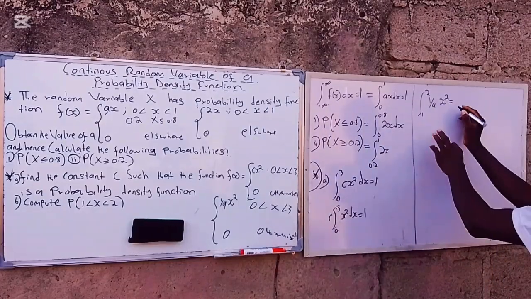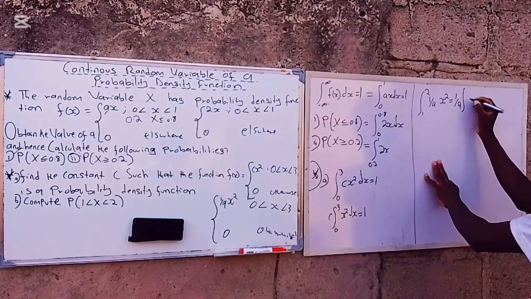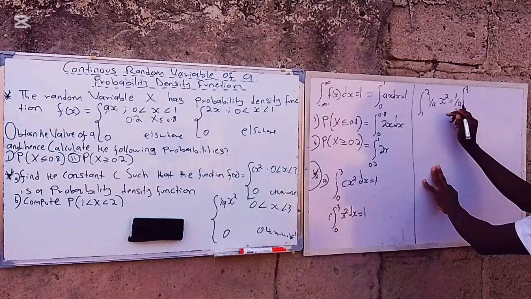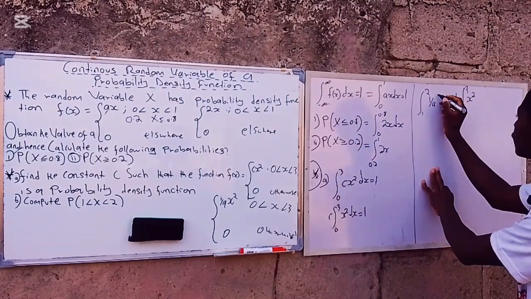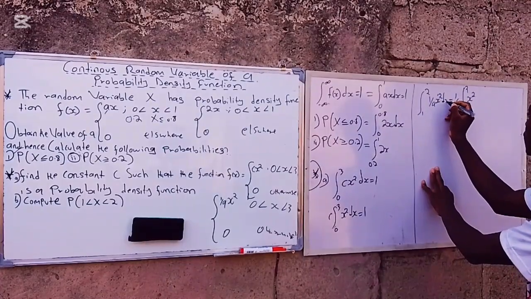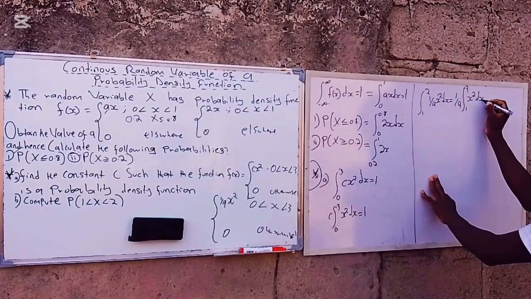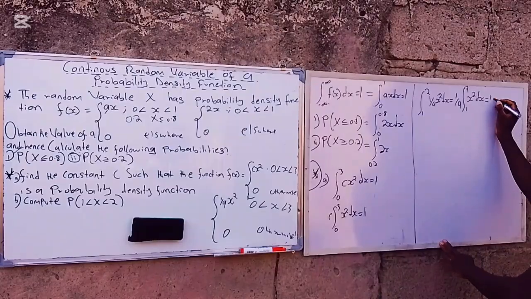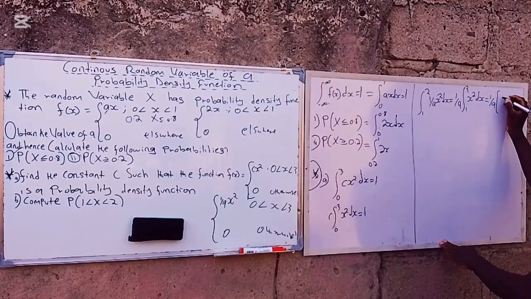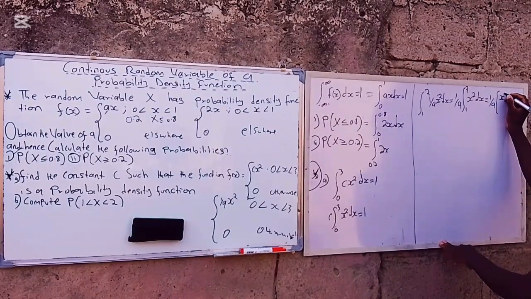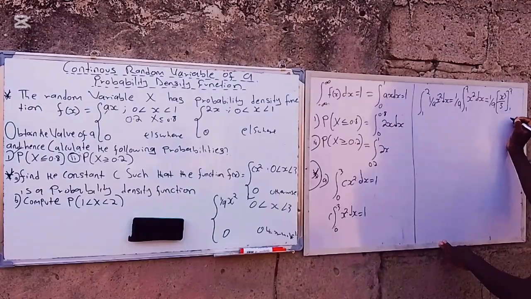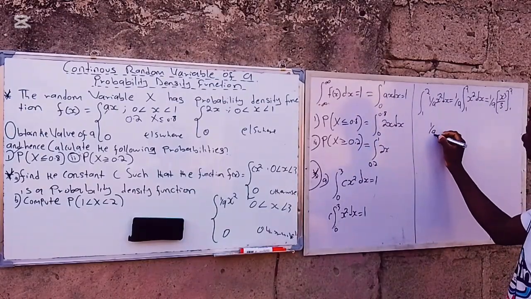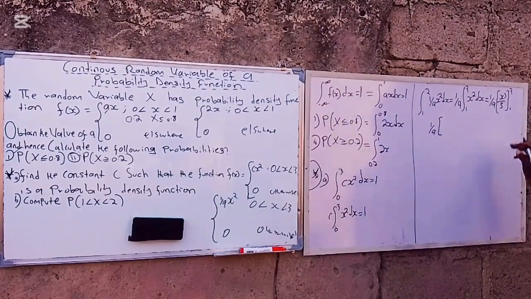This is the same thing as saying 1 over 9 times the integral from 1 to 2, because this is a constant, of x squared dx. So this should now be equal to 1 over 9. If I am to integrate x squared, I'll have x cubed over 3, from 1 to 2.